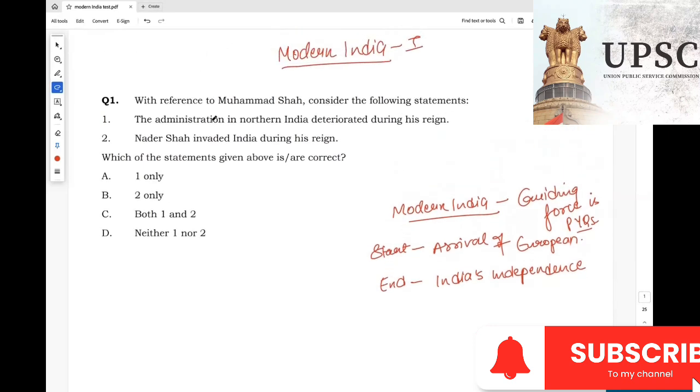The question number 1 is with reference to Muhammad Shah, right? Muhammad Shah is one of the longest ruling Mughals in the first half of the 18th century. Why I'm saying that? Because we had many other rulers. Bahadur Shah the first was there, Farrukhsiyar was there, Alamgir II was there, right? But Muhammad Shah had a very long duration. And these are the 2 questions asked with respect to his tenure. The administration in northern India deteriorated during his reign, right? That is, during his period. Absolutely correct. I'll tell you one thing. He was known as Rangila.